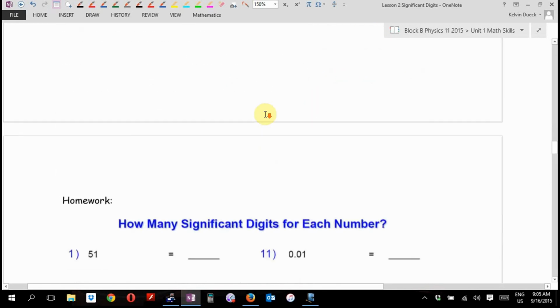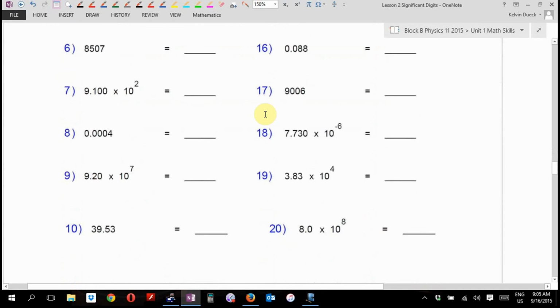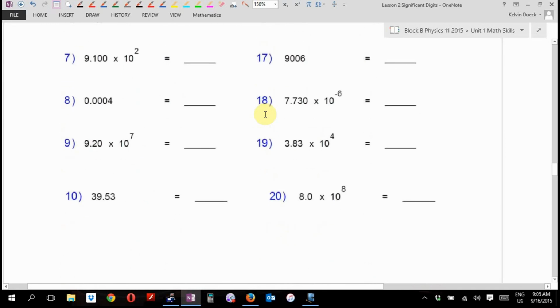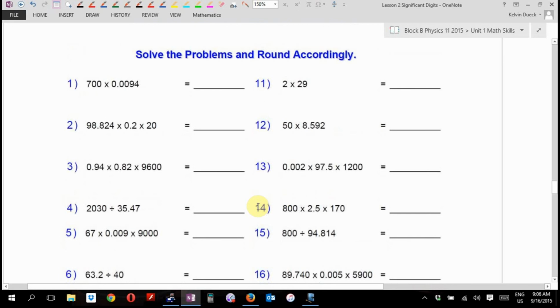Okay. I am giving you lots of practice. So first of all, you have how many sig figs for each number. One of the lovely things about scientific notation is it's really easy to tell the number of sig figs if you give me the number in scientific notation, because really all you're staring at is this: 4, 3, 2. This is one place where scientific notation really shines. Anyways, how many sig figs? Then you're going to solve problems and round accordingly, multiplying and dividing here.